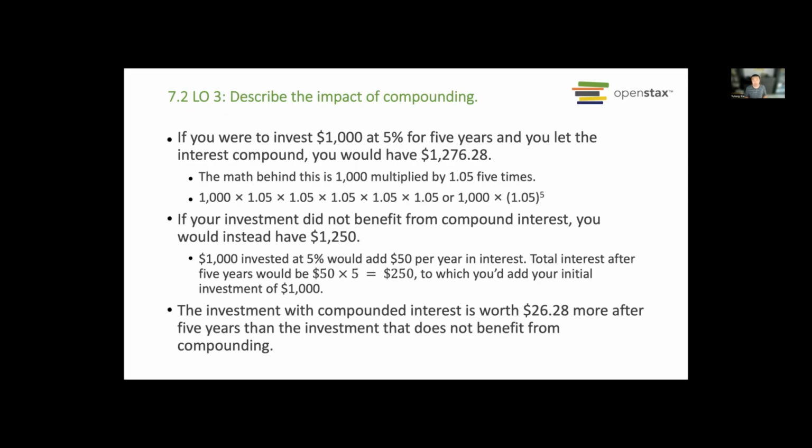If you were to invest $1,000 at 5% per year for 5 years, and you let the interest compound, you would get this number, which is $1,276.28. The math behind this is 1,000 multiplied by 1.05 five times. Equivalently, it's 1,000 multiplied by 1.05 raised to the power of 5. So why do we do this? You can imagine this as a 5-year process. In other words, instead of making one 5-year investment, you make five 1-year investments, and each investment will give you 5%. In other words, at the end of the first year, you're going to get $1,050, right?